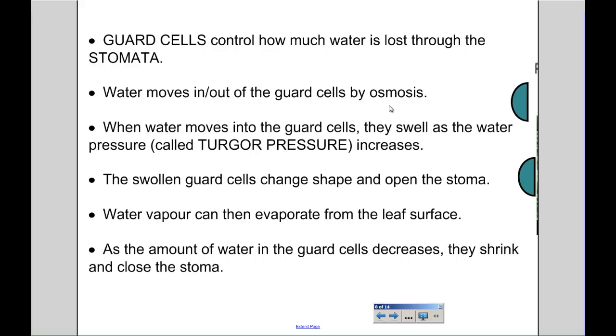So when water moves into the guard cells, they swell as the water pressure increases, and this is called turgor pressure. That's a good word to know. Okay, turgor pressure is where you have more water pressure on the inside of the cell and it becomes more structured. The swollen guard cells change shape and open the stoma, or the stomata. The water vapor can then evaporate from the leaf's surface. As the amount of water in the guard cells decreases, they shrink and close the stoma, or the stomata.